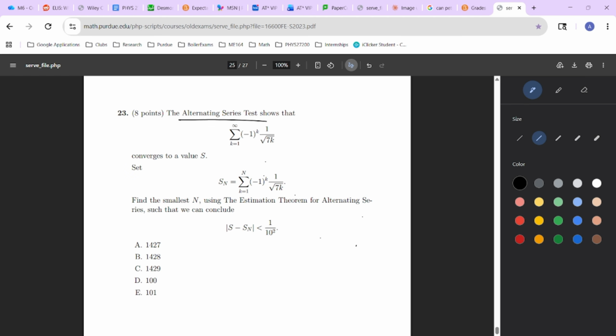The alternating series test shows that this infinite series here converges to a value of s. We can set the partial series of that same series to the nth term instead of to the infinite term.